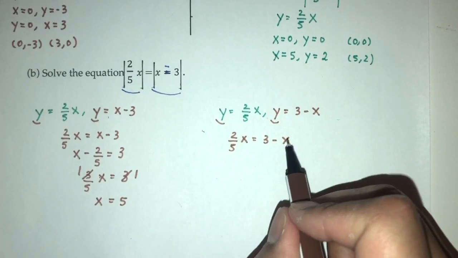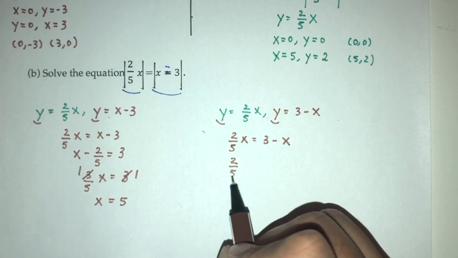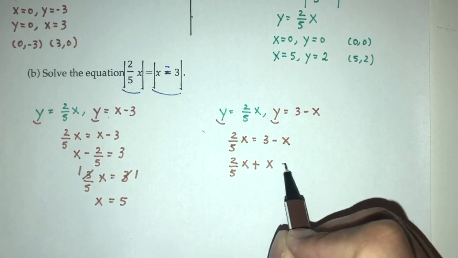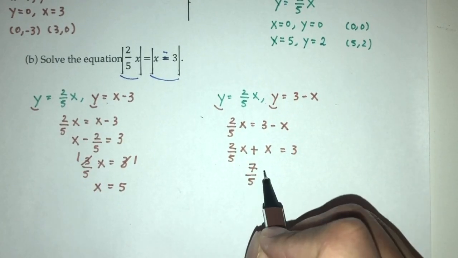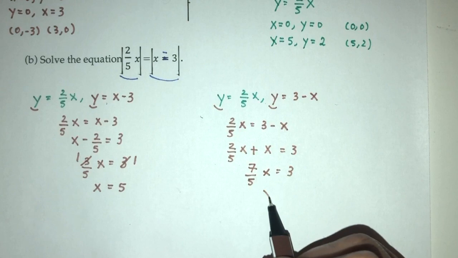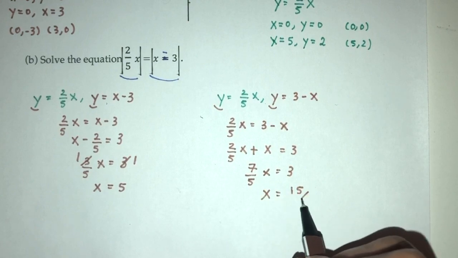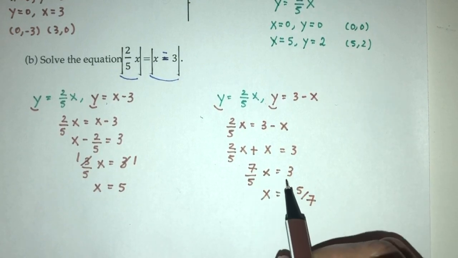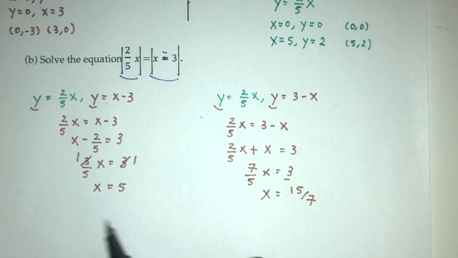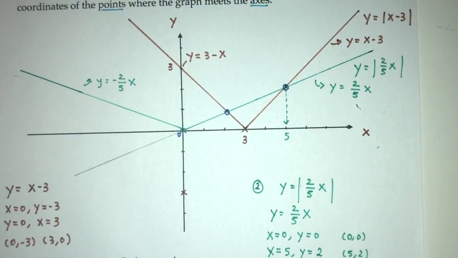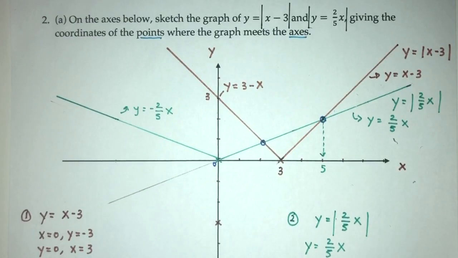Simplify, send this x over here, you will have 2 over 5 x plus x equals 3, and that has to be 7 over 5 x equals 3. So x has to be 15 divided by 7, right? Because cross multiply, 3 times 5 is 15 divided by 7. So this is the value of x that we have for this equation by using your graph to help you find those 2 points to solve that equation. And that is your question number 2.